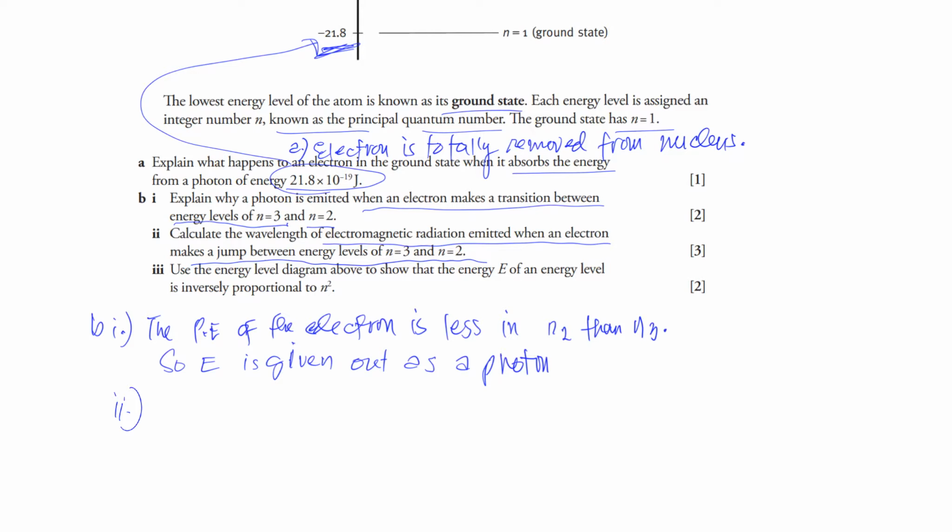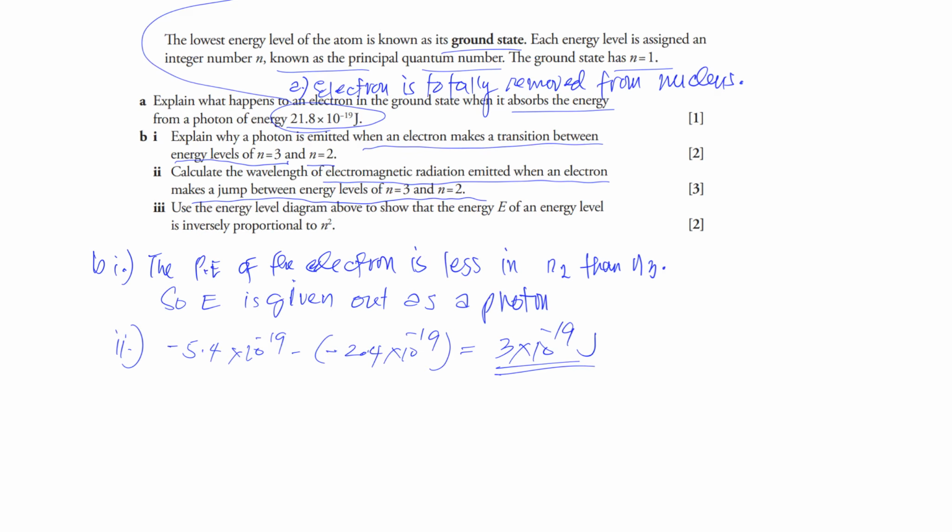The change in energy is simply negative 5.4 times 10 to the negative 19 minus the negative of 2.4 times 10 to the negative 19. Doing that will give you 3 times 10 to the minus 19 joule. Now this is your energy, that is your change in energy.